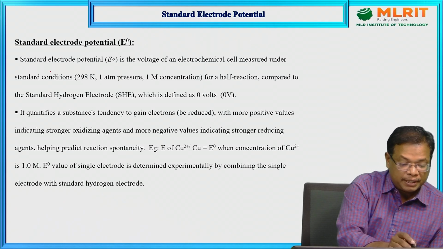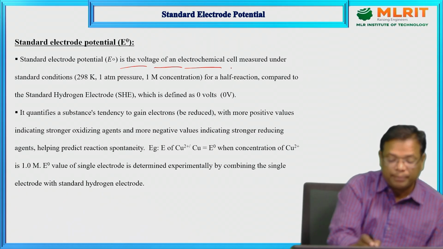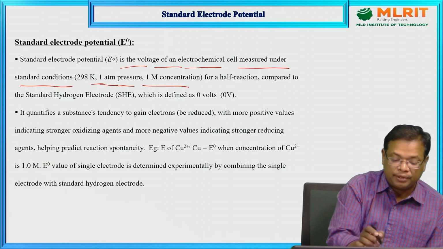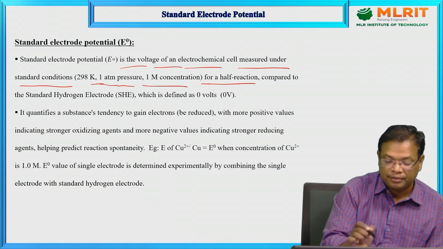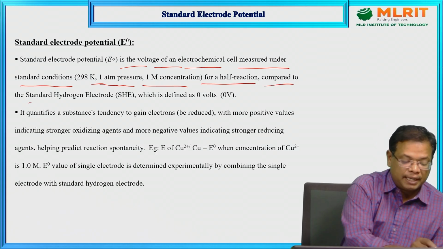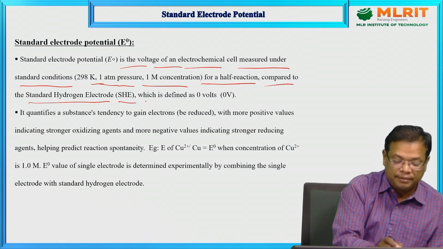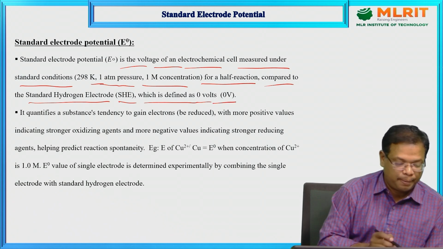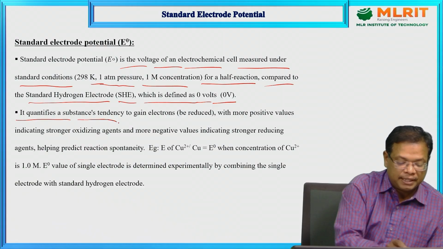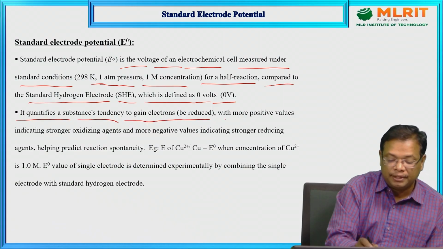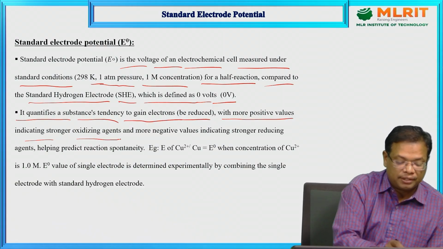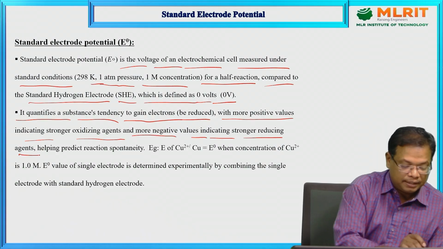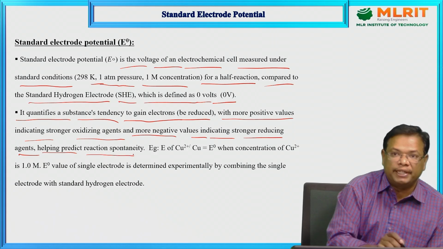So standard electrode potential E0 is the voltage of an electrochemical cell measured under the standard conditions: 298 kelvins, 1 atmospheric pressure and 1 molar concentration for a half cell reaction, compared to the standard hydrogen electrode, SHE, which is defined as 0 volts at standard conditions. It quantifies a substance's tendency to gain electrons, be reduced, with more positive values indicating stronger oxidizing agents and more negative values indicating stronger reducing agents, helping predict reaction spontaneity.